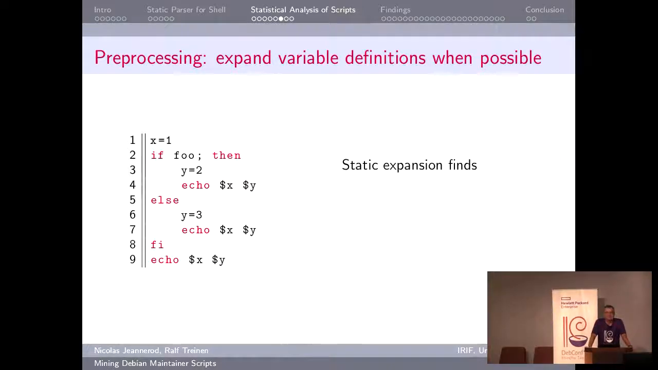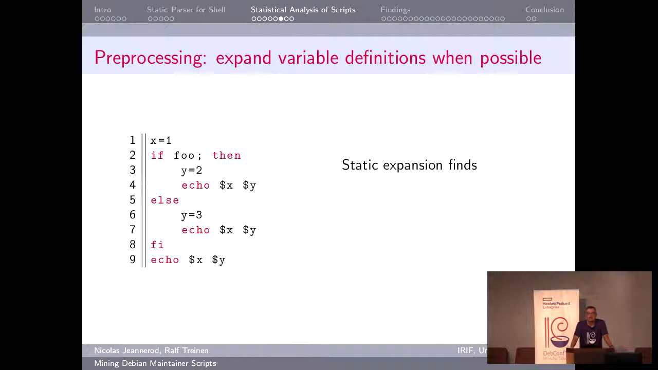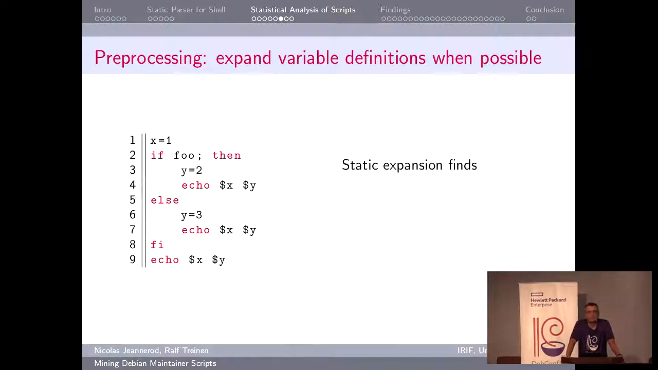So what it does is, I remind you that we try to analyze the script statically, that is, without executing it. When you write a shell script, you do definitions, bindings of variables which are in reality constants. So you bind them once and then you use the same value for the same variable all the time. And we would like to exploit this in our analysis.